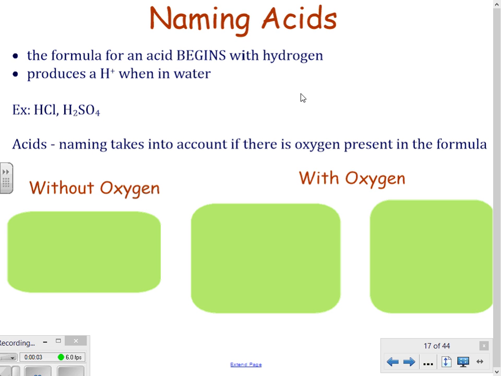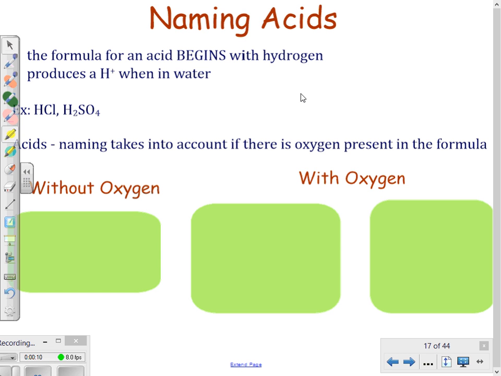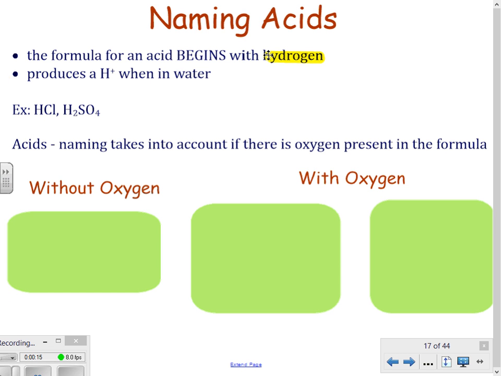All right, naming acids, so acid nomenclature. You recognize an acid because it begins with hydrogen. So any formula that starts with a hydrogen, we're going to name as an acid. And the acids have an almost difficult way to name them. The reason they're an acid is because they produce a hydrogen ion when they're mixed with water. So your examples are HCl and H2SO4. Those indicate to us those are acids.